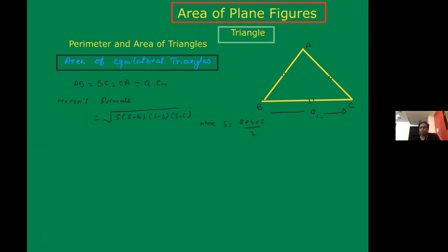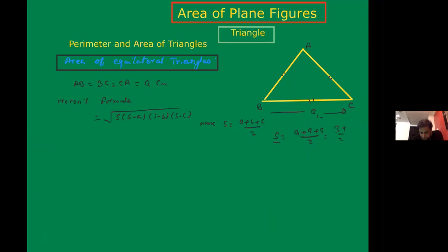Here a, b and c are nothing but the lengths of the sides of the triangle. Suppose a is AB, b is BC and AC equals c. Here all the lengths are the same. So what is the value of s? s equals (a plus b plus c) by 2. All will be A, so (A plus A plus A) by 2, it will be 3A by 2. Now we can put this s value into Heron's formula.